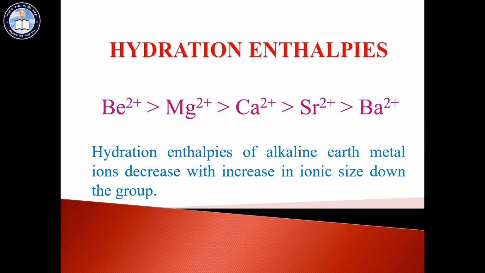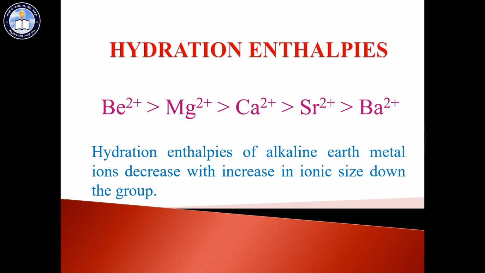Hydration enthalpy. Like alkali metal ions, the hydration enthalpies of alkaline earth metal ions decrease with increase in ionic size down the group. Be2+ is greater than Mg2+ is greater than Ca2+ is greater than Sr2+ is greater than Ba2+. The hydration enthalpies of alkaline earth metal ions are larger than those of alkali metal ions. Thus, compounds of alkaline earth metals are more extensively hydrated than those of alkali metals.